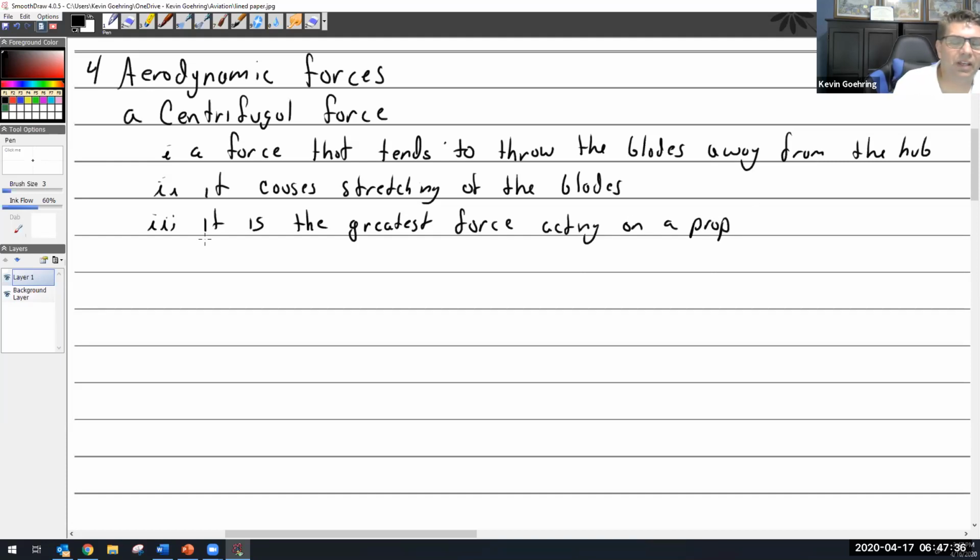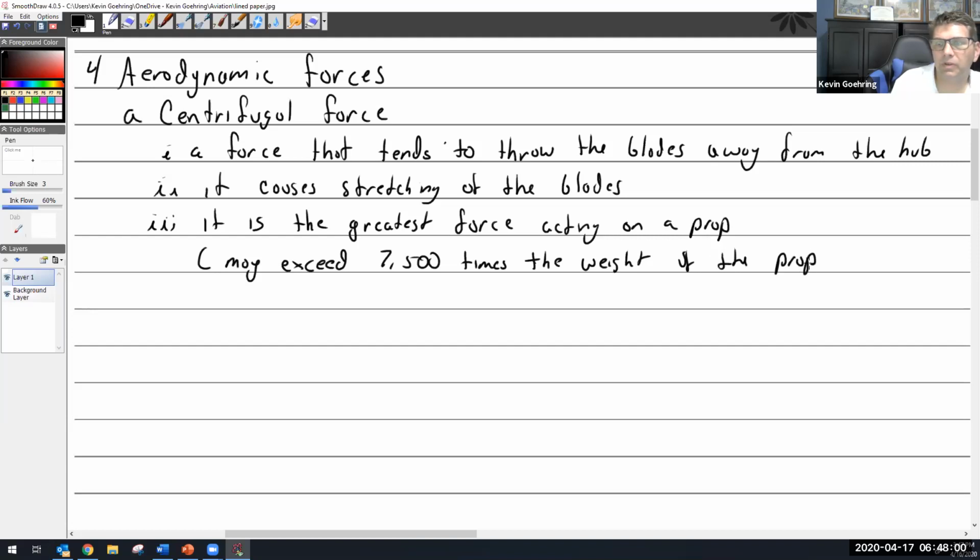I found this in a book and I was absolutely astonished. I didn't write down where I got it from. It may exceed, and that's the key word here, 7,500 times the weight of the prop. Constant speed props are pretty stinking heavy, but a lot of that is in the hub, so I would discount the hub weight.